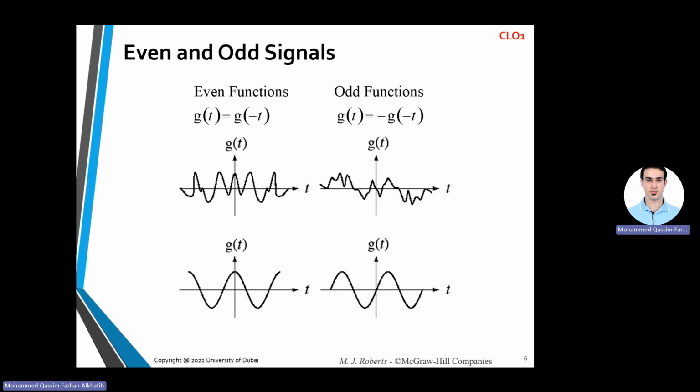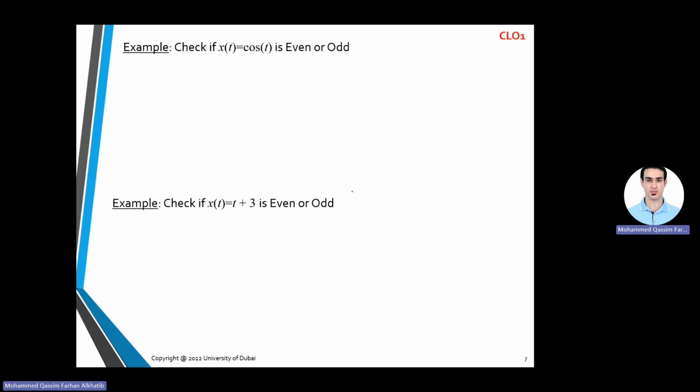Now, every signal in life could be decomposed into an even part and odd part. So whatever signal I give you, you can decompose it into an even part and odd part. Okay, that's another graph for even function and odd function. So that's an example of cosine. That's a sine. That's whatever signal expression graphically, something like that.